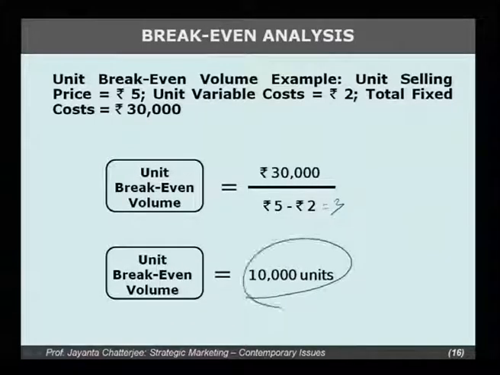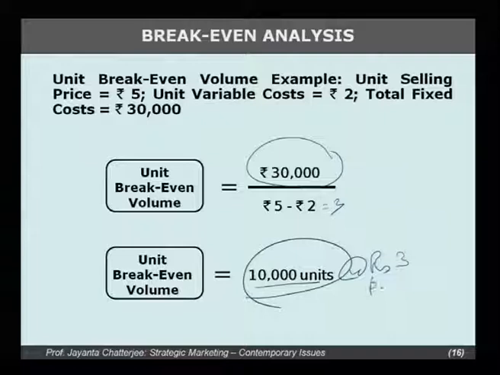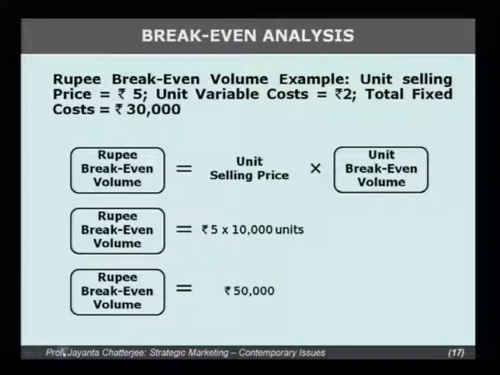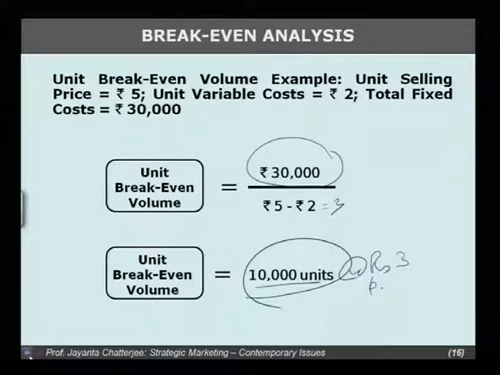So, 10,000 units you need to sell to recover your 30,000 rupees fixed cost, 10,000 units at the rate of rupees 3 per unit of recovery. Okay. In the same way, we can look at it. This was actually in terms of numbers, units.